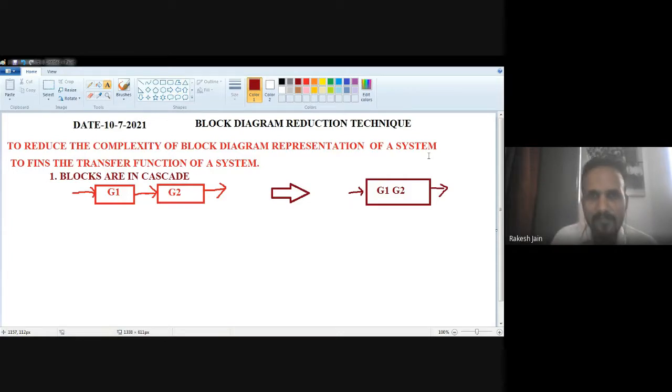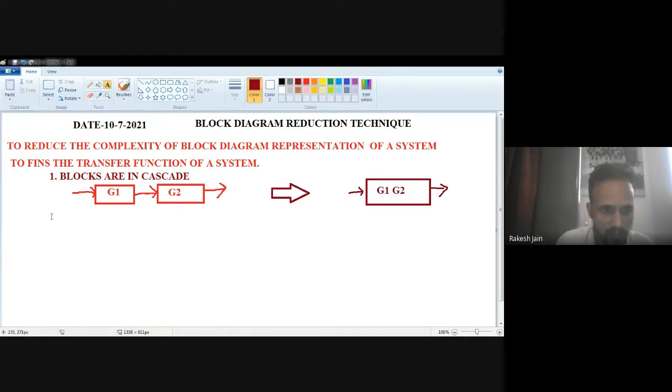Like in this diagram in front of you, G1 and G2 are two blocks in cascade. So for simplification during reduction, to find the transfer function of that representation of the diagram, we will use the rule that those blocks which are in cascade, we convert them into a single block in which the gain is equal to the multiplication of the gains of those blocks.